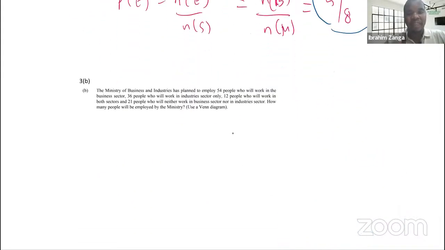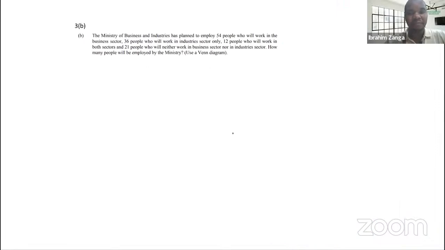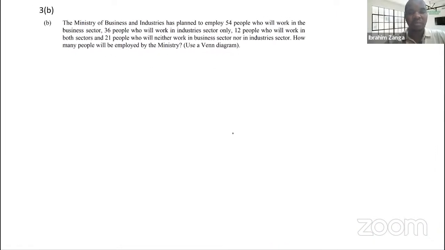Going to question number 3B, here it is. Question number 3B. The Ministry of Business and Industries has planned to employ 54 people who will work in the business sector, 36 people who will work in the industry sector only, 12 people who will work in both sectors, and 21 people who will neither work in business sector nor in industry sector. How many people will be employed by the ministry? We are going to use a Venn diagram.